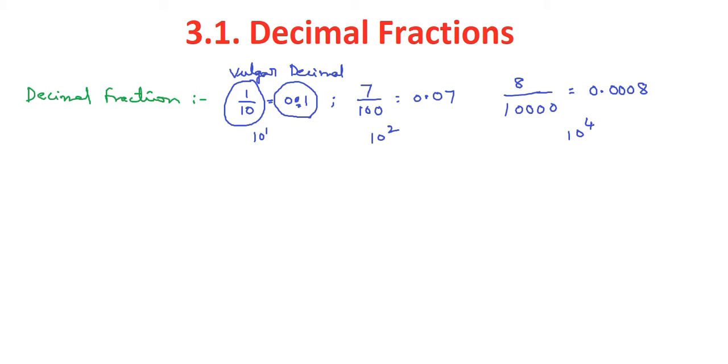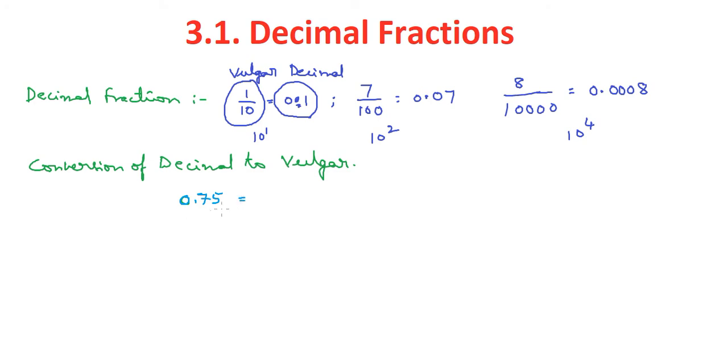So now let us look into conversion of decimal fraction into vulgar fraction. So decimal to vulgar fraction, how this can be done. So there is a fixed procedure for this. So this is very simple. Let us see this part. For example, I have 0.75 and I need to convert this decimal fraction into vulgar fraction.